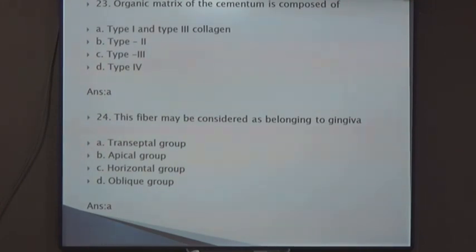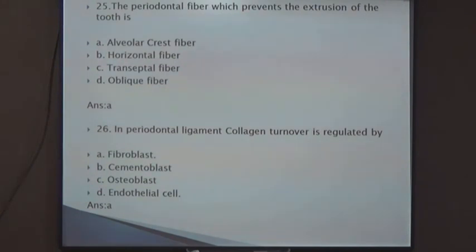Organic matrix of the cementum is composed of type 1 and type 3 collagen. The gingiva is mainly made up of type 1 collagen. Periodontal ligament is mainly made up of type 1 collagen. So cementum, type 1 and type 3. And this fiber may be considered as belonging to gingiva. I told you, transseptal. The periodontal fiber which prevents the extrusion of the tooth is the alveolar crest fiber. The transseptal fiber, as I said, is for both gingiva and periodontium. Oblique fiber, as I said, is present in more amount.